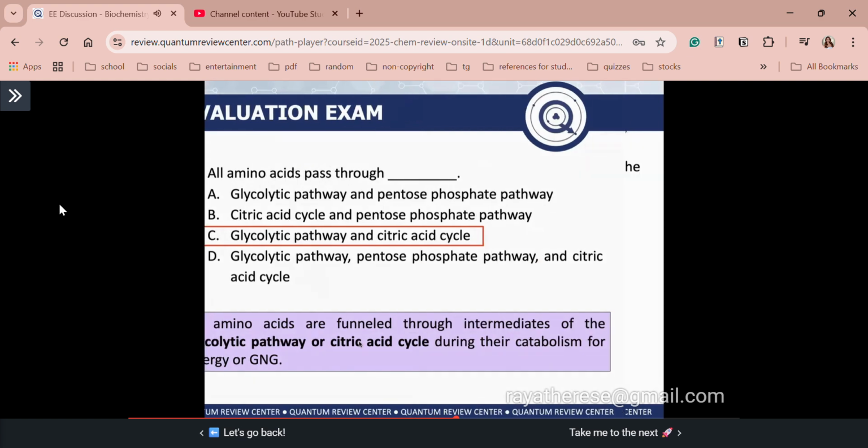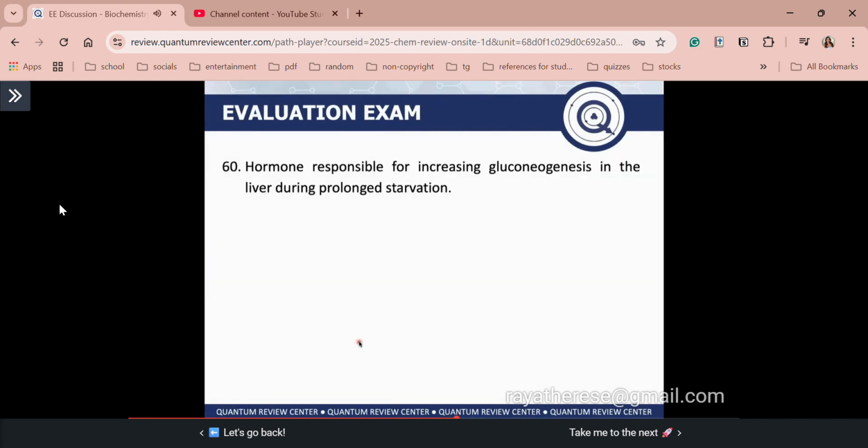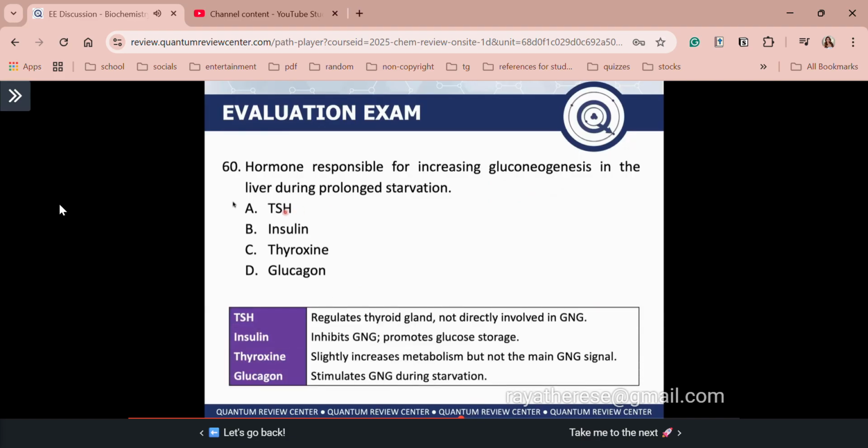Alright, so let's proceed with our next question. This is a hormone responsible for increasing gluconeogenesis in the liver during prolonged starvation. Class, when your gluconeogenesis is activated, meaning we need to produce glucose. So sir, meaning glucose is gone? Yes po. And clearly you know the answer, class. So again, when glucose is gone, we need to increase gluconeogenesis to replenish our blood glucose concentration and for energy generation. But before that, let's just discuss the functions of each hormone listed here.